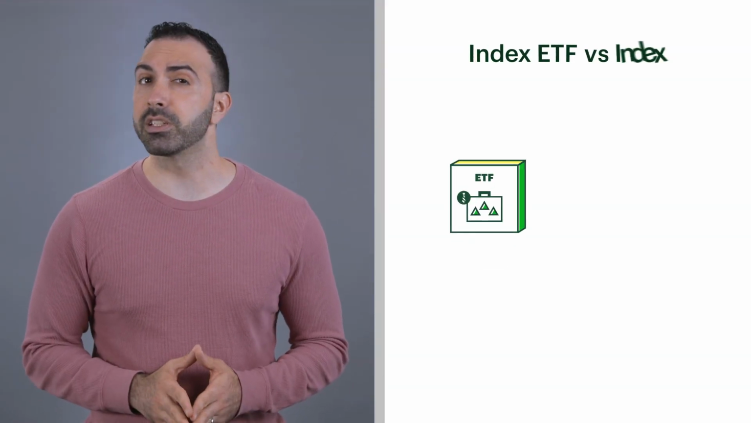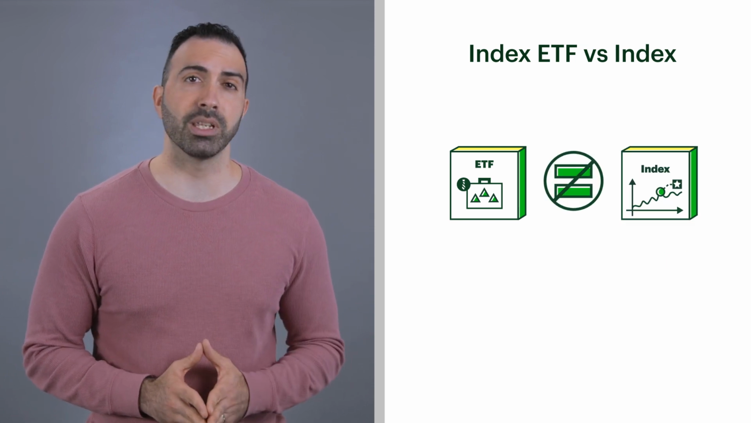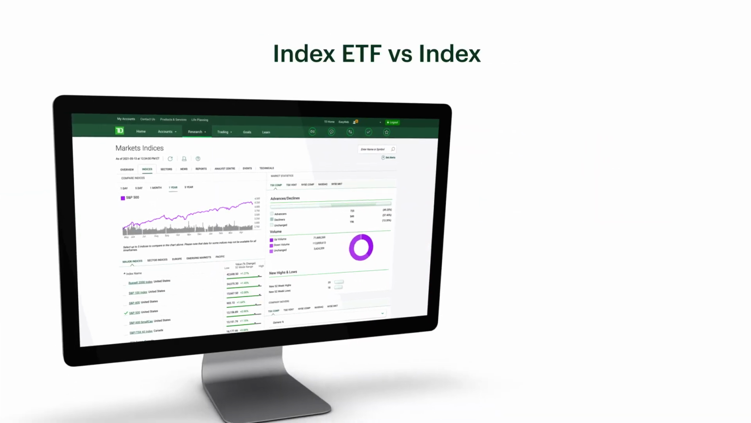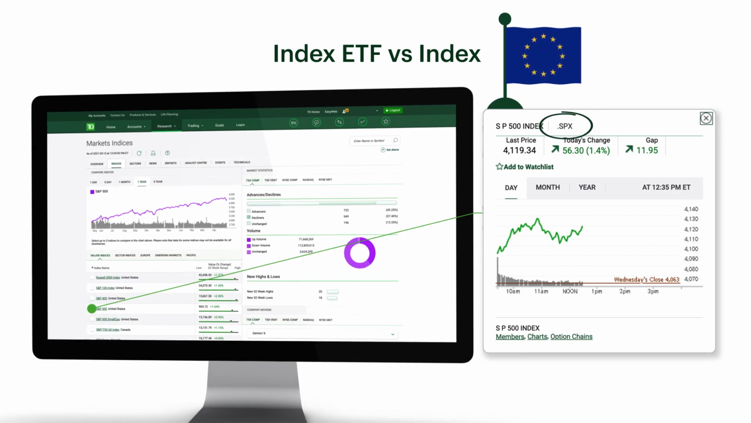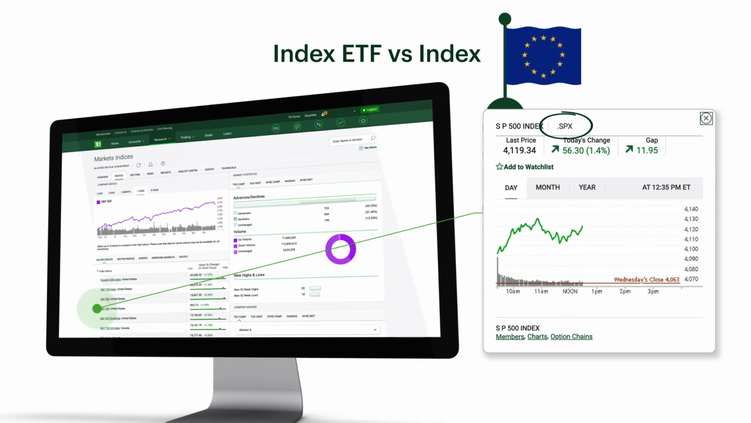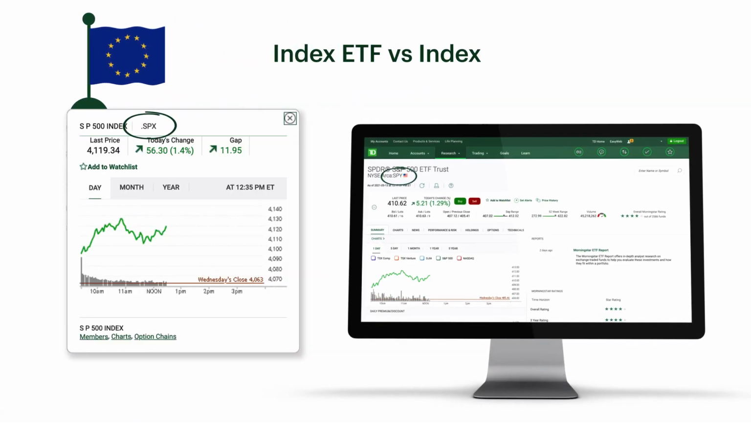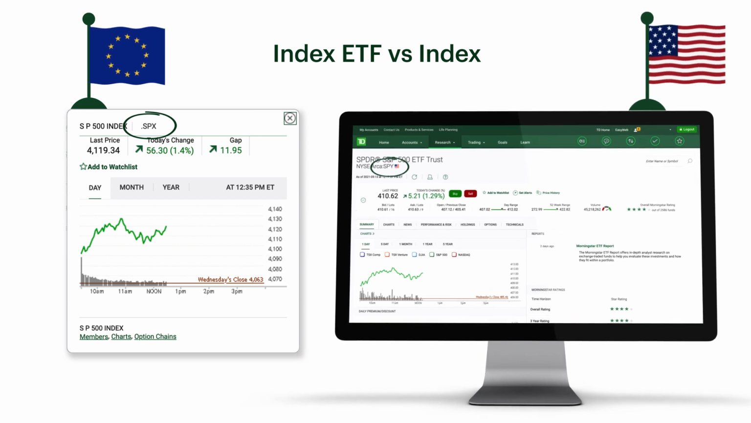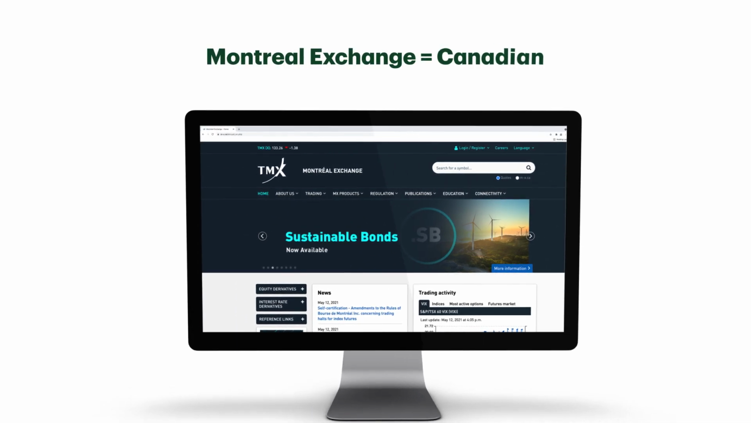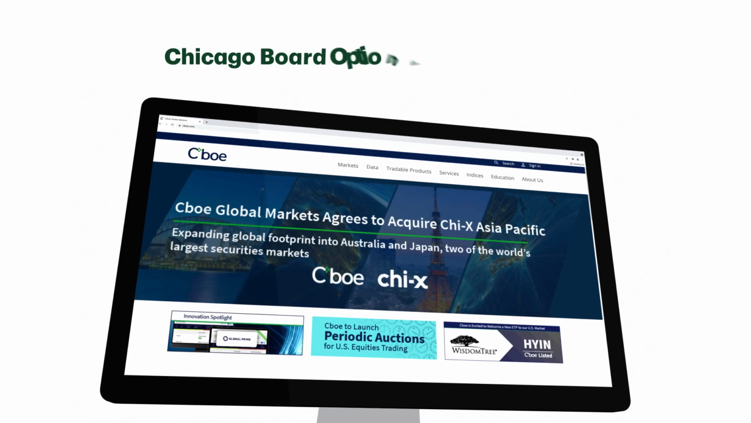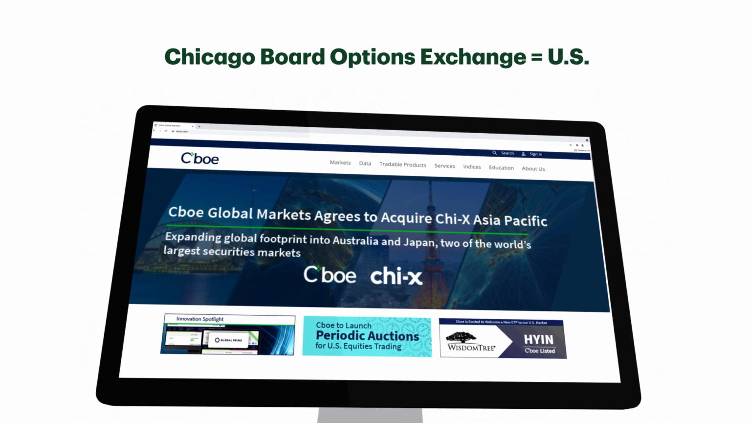Now be careful not to confuse an index ETF with an actual index. For example, the S&P 500 Index goes by the symbol SPX on WebBroker, which is a European-style option. But there's also a well-known ETF with the symbol SPY, which has American-style options that track the performance of the S&P index. Of course, there are exceptions to the rule. So how can you be sure which style you're dealing with? One easy way is to look it up on the exchange's website. That's the Montreal Exchange for Canadian options and the Chicago Board Options Exchange for US options.